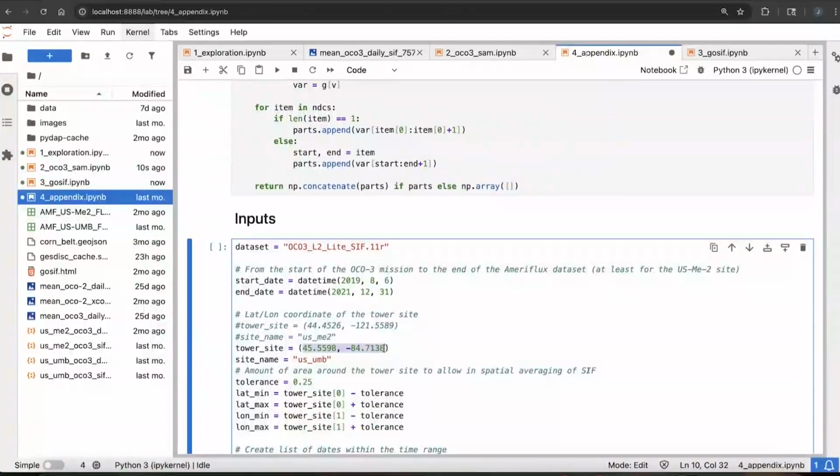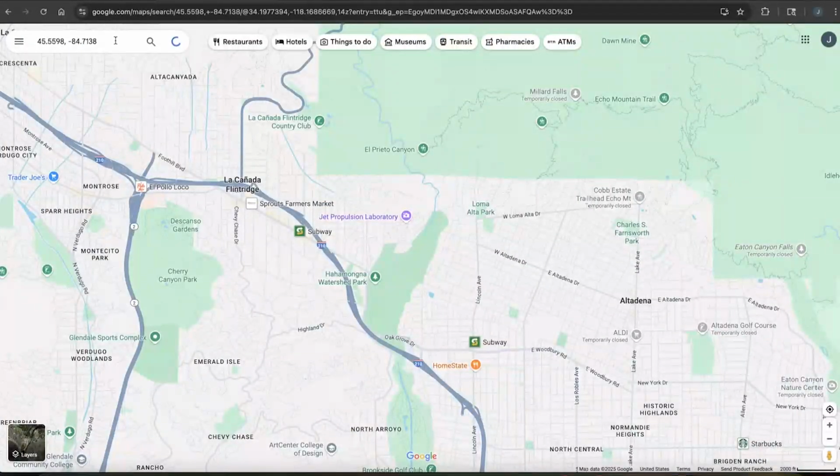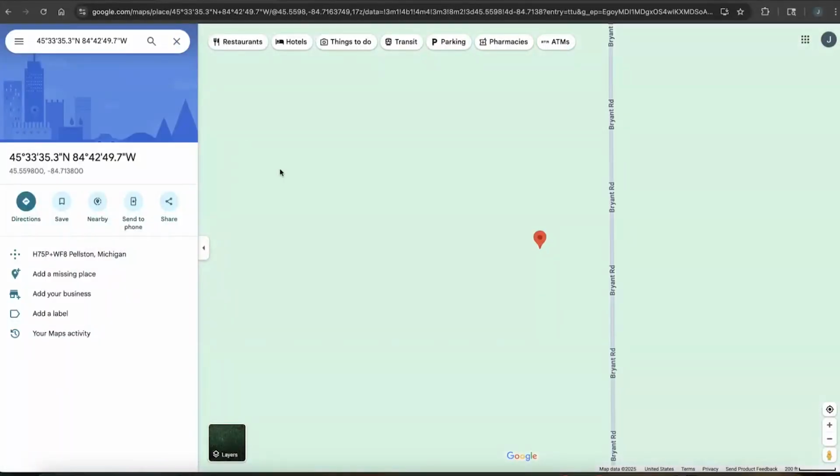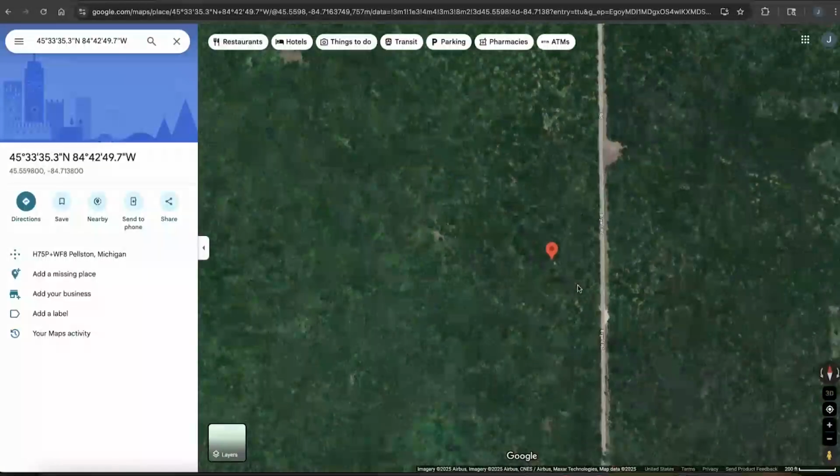So here are the latitude and longitude coordinates of our site. I'll talk about where I got that information later. But first, I just want to discuss what this location looks like. I've put this into Google Maps, and you can see that if I switch to the satellite layer, this is the location of the case study site that we'll be discussing today.